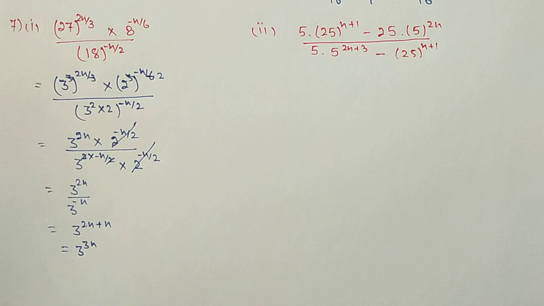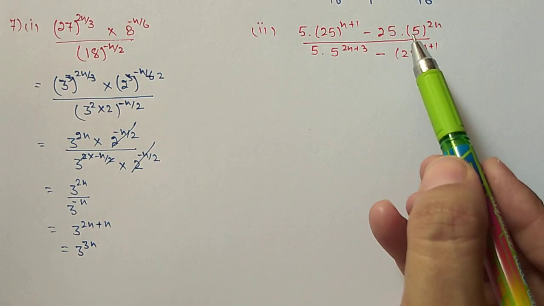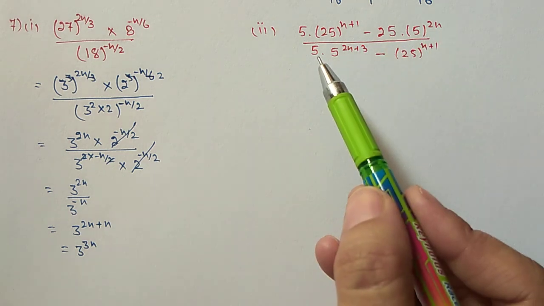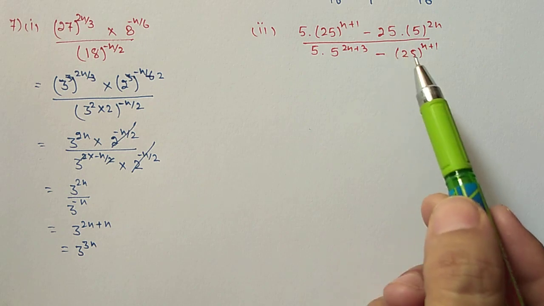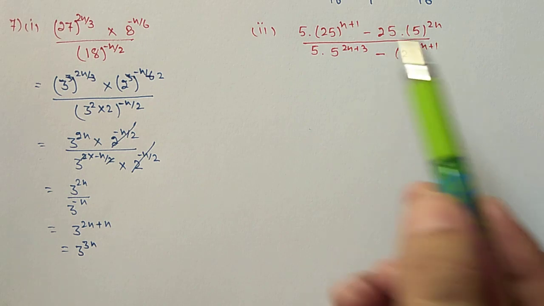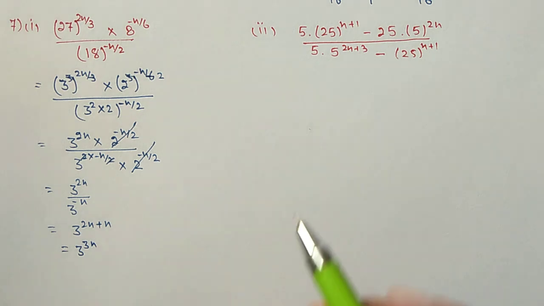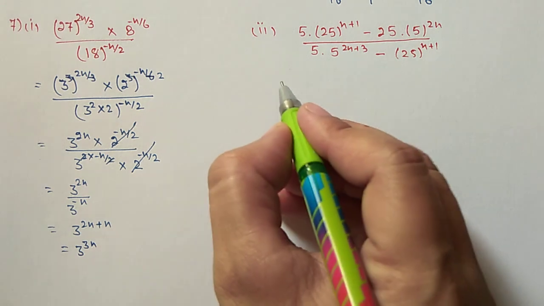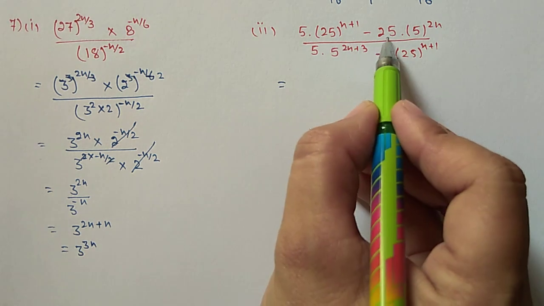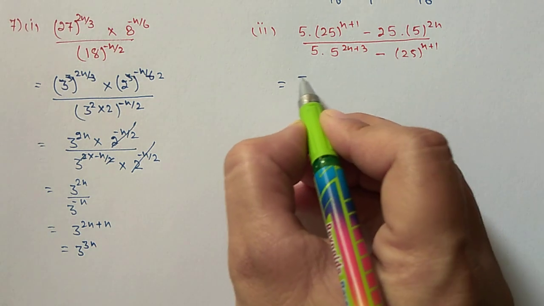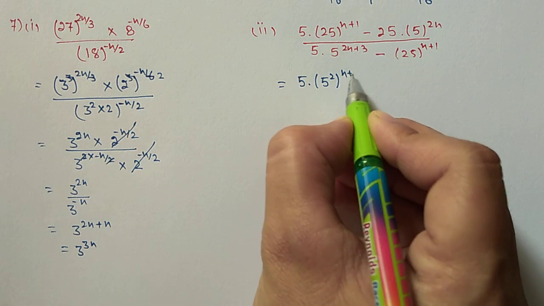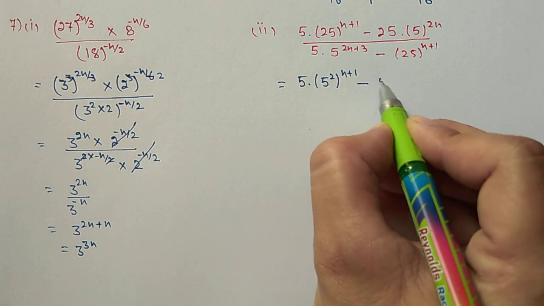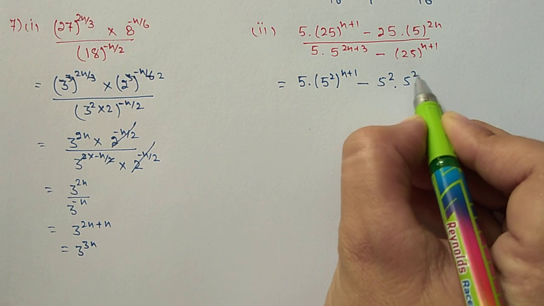Second part: 5 into 25 to the power n plus 1 minus 25 into 5 to the power 2n, divided by 5 into 5 to the power 2n plus 3 minus 25 to the power n plus 1. This dot means the multiplication symbol. So first we will change into exponential form, this 25 and this 25. So 5 into 25 we can write as 5 to the power 2 n plus 1 as it is. 5 to the power 2, 5 to the power 2n.